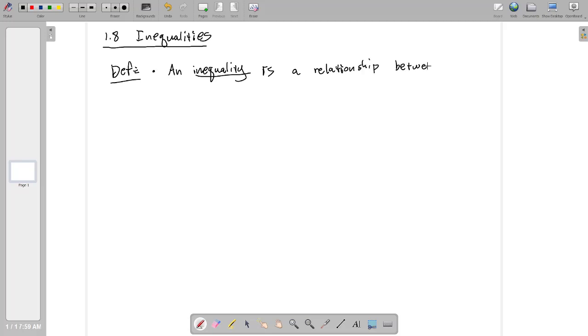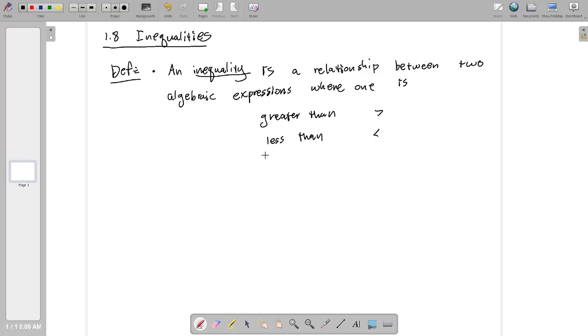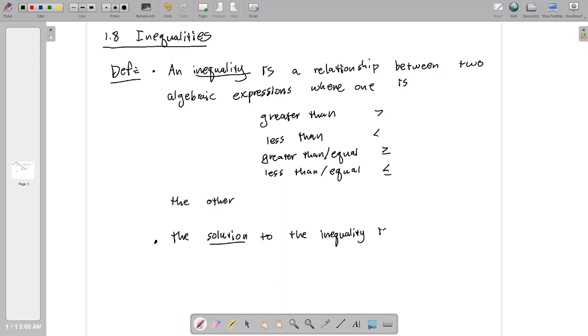An inequality is a relationship between two algebraic expressions where one is greater than, less than, greater than or equal to, less than or equal to the other. The solution to the inequality is all of the values of the variable that make the inequality true.